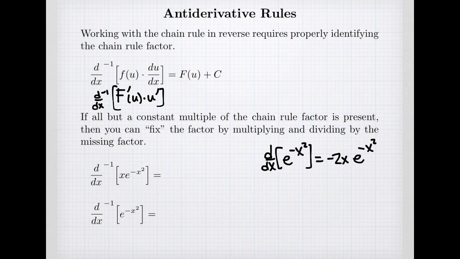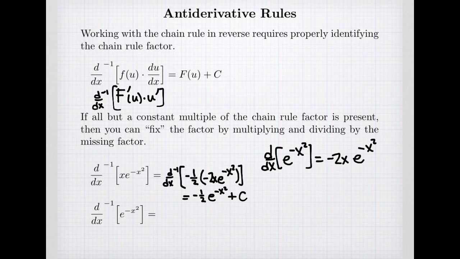So what do we get? We are finding an antiderivative. All that was missing was the negative 2, so I'm going to multiply by the inverse, negative a half, negative 2x e to the minus x squared. And I was able to correct it by using a constant. And now I recognize that my antiderivative is negative 1/2 e to the negative x squared, because that was the antiderivative of the formula, plus c.